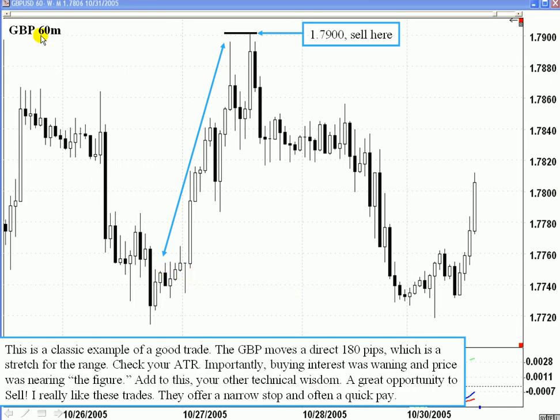This is a 60-minute chart. To give you an example, these vertical lines separate the days. Price moves up from 77.40 to 7,900, so it moves 160 pips. The more it moves in a day, the closer it comes to the figure, the higher the probability it will bounce. So here we see a bounce at 7,900, and look at just the bounce alone goes from 7,900 to 7,820. These often will lend to quick profits.